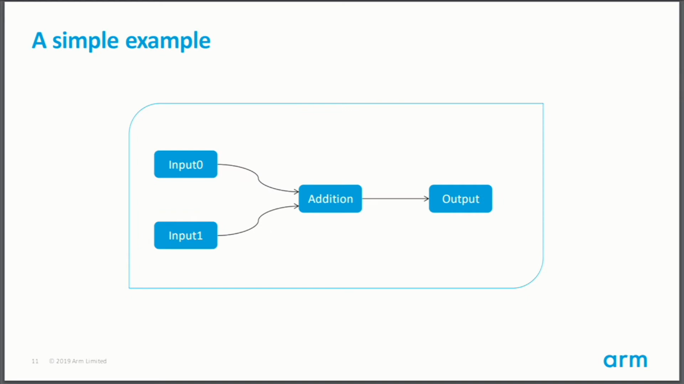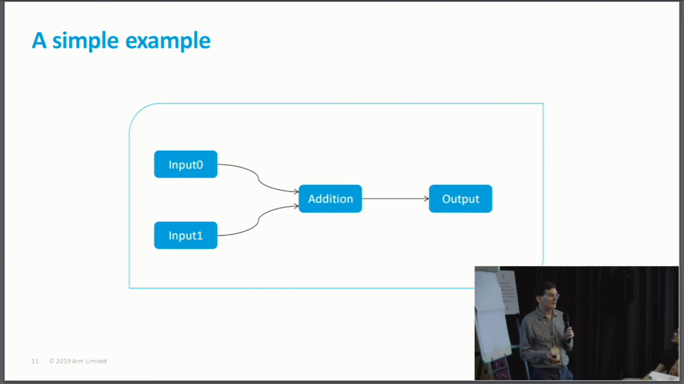And we're going to go through a simple example graph here with this single addition layer with 2 inputs and a single output.